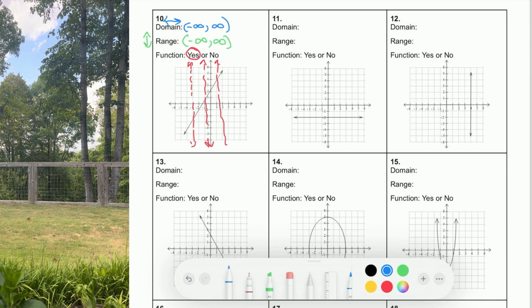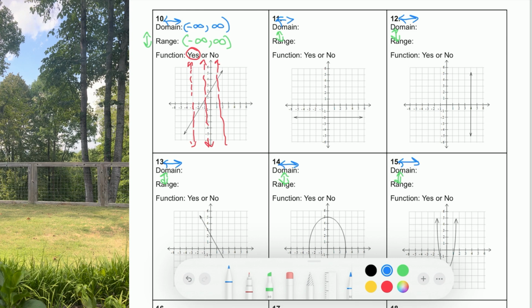All right, number 11. So remember, our domain is left to right, and our range is up or down. I'll go ahead and draw that on all of these so that we have that. So up and down, and then our domain is left to right. And I would recommend you do this too, just to help you keep it straight what you're looking at. All right, so the domain for number 11, does it ever stop going left and right? No, it goes on infinitely. So -infinity to infinity.